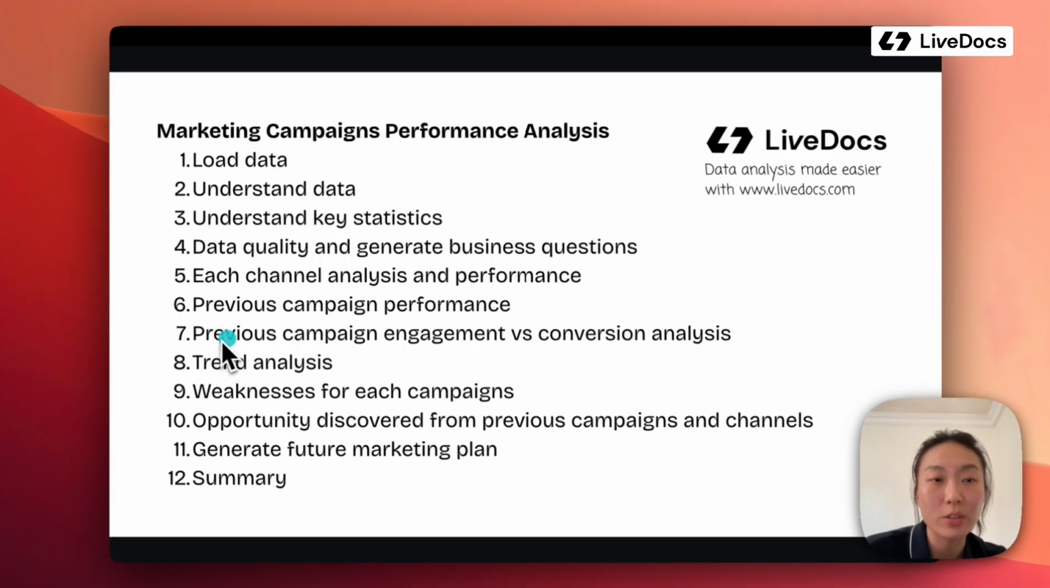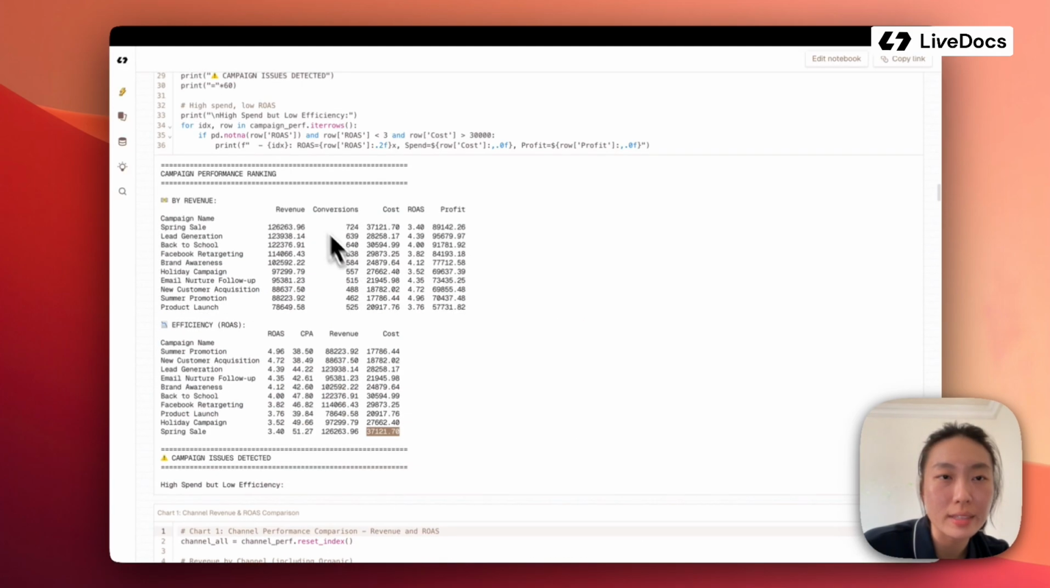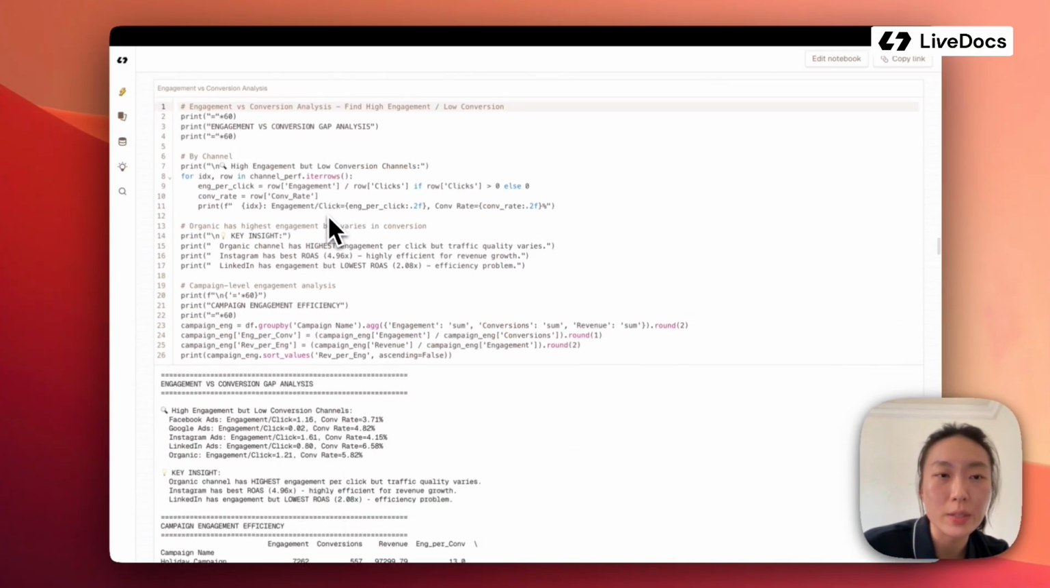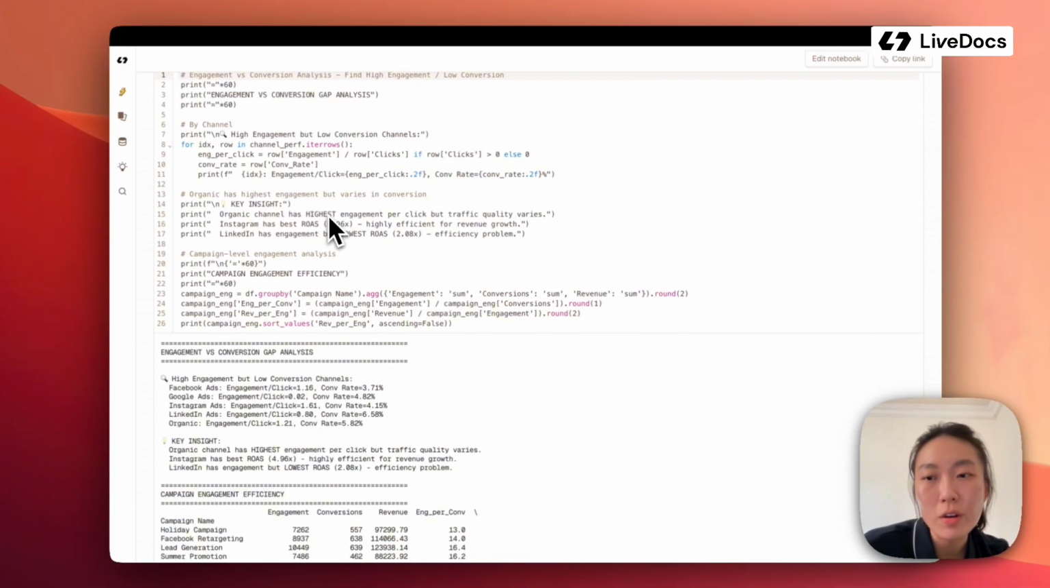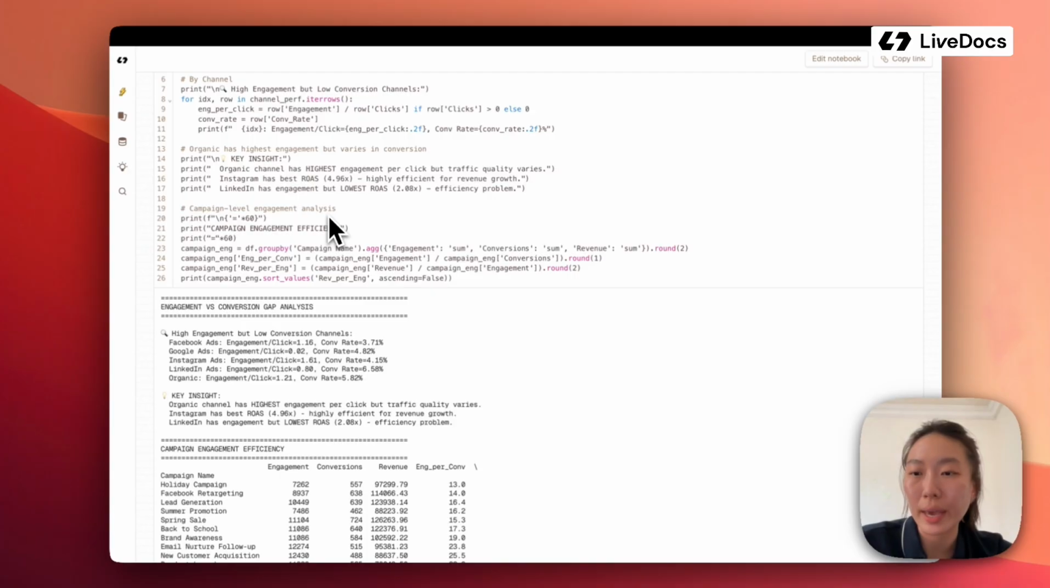So now we are at this stage, the campaign engagement versus conversions analysis. This is important because previously we were analyzing the revenue, the conversions, and the ad spend. But in this case, we are analyzing engagement versus conversion. So they engage, they click, and they read the campaign, they read the ads, but how are the conversions of that? We don't know.